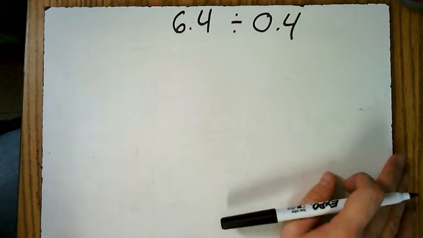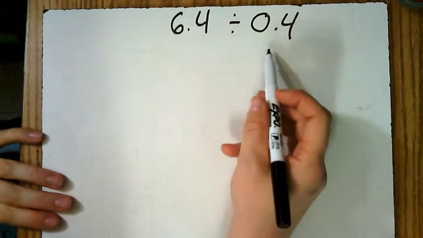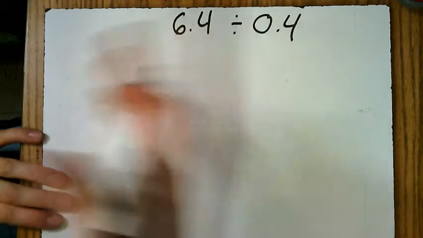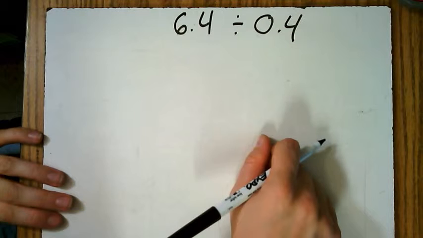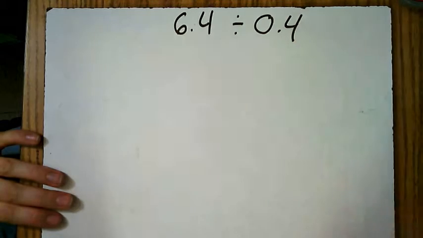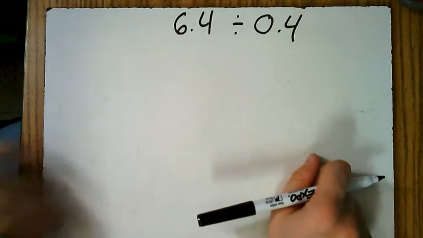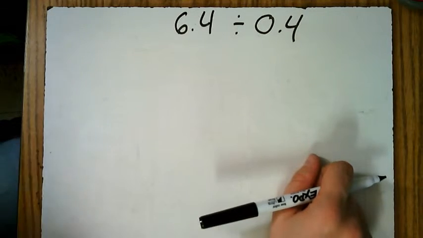Alright, in this video we're going to review how to divide a decimal by a decimal using models, and then I'm going to preview what you're going to learn in class tomorrow, where we're going to use partial quotient to solve these problems. So to begin, let's talk about models.